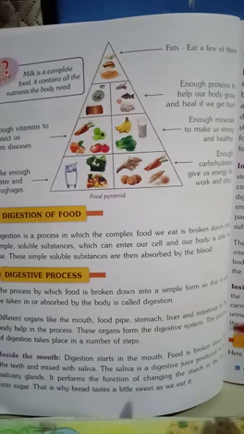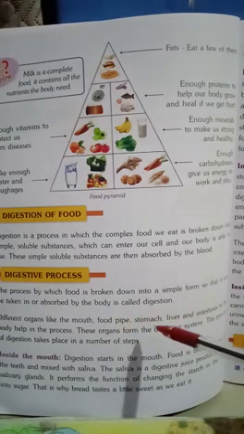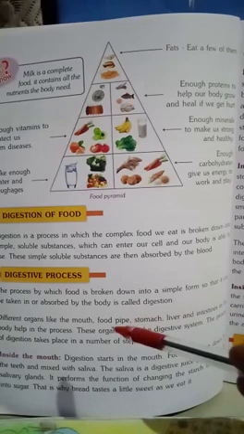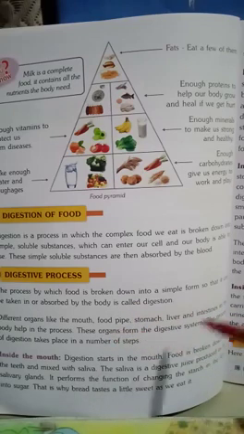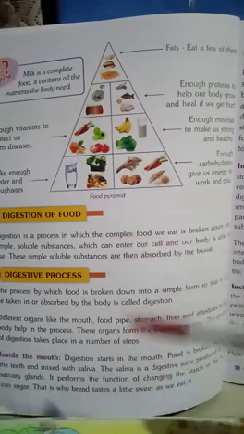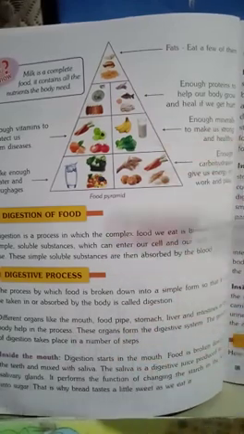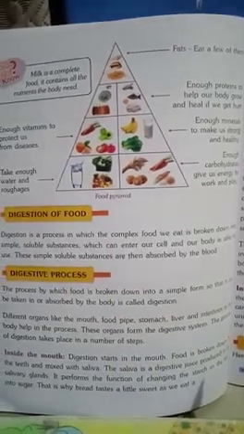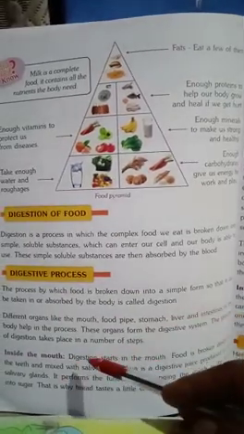Okay, fine students. The mouth, food pipe, stomach, liver and intestine in the body help in the process. Let us discuss one by one what the steps are. First, the process begins inside the mouth.